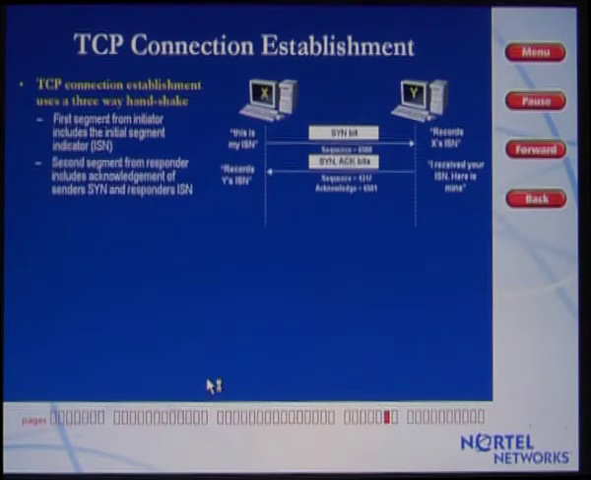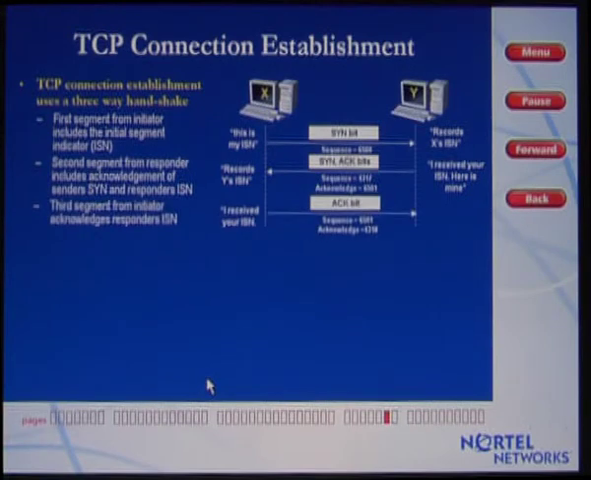The next segment, from the responder, acknowledges the receipt of the SYN segment by setting its acknowledgement number to 1 more than the received ISN and sends the sequence number equal to its own ISN. The SYN and ACK bits are always set in this segment. The third segment in the handshake, from the initiator, acknowledges the receipt of the responder's ISN by setting the acknowledgement number to 1 more than the received ISN. Again, the ACK bit is always set in this segment. The computers now have an open TCP connection between them.